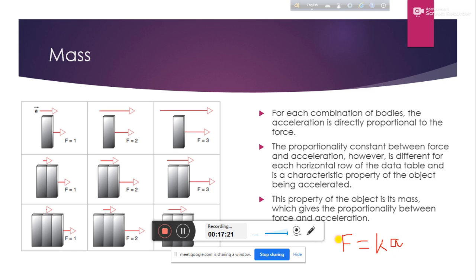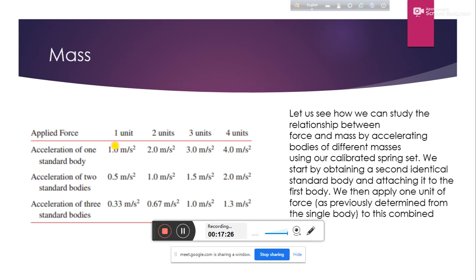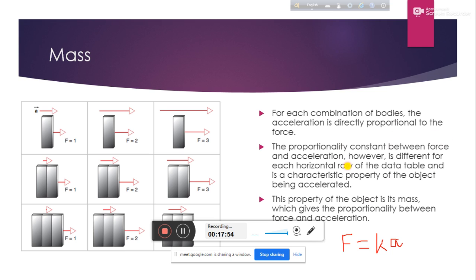Acceleration is basically force divided by K, force divided by mass. To get the acceleration, we are dividing force by the constant of proportionality, mass. Here mass is 1, so 1 divided by 1, 2 divided by 1. Now in the second row, what is the value of mass? 2. So 1 divided by 2, 2 divided by 2. Here what is the value of mass? 3. So 1 divided by 3, 2 divided by 3. In this way, this is our conclusion. So now we can get the idea of mass.